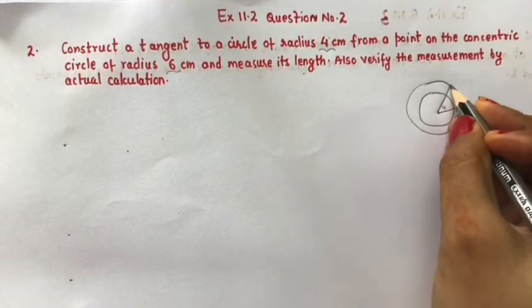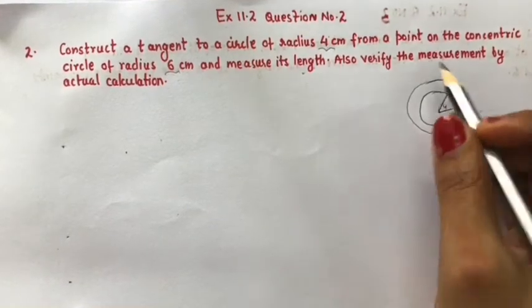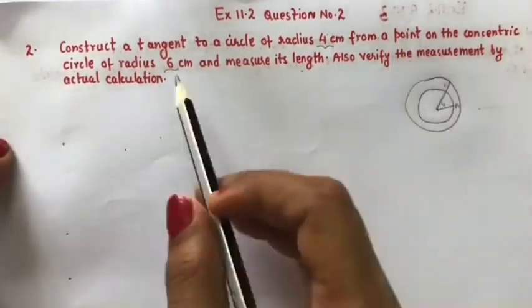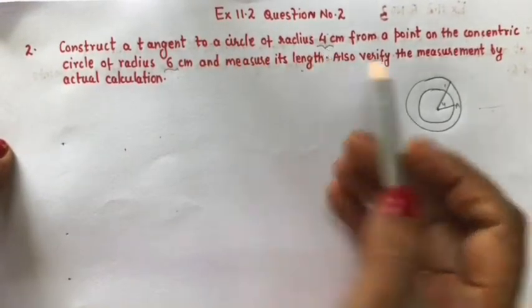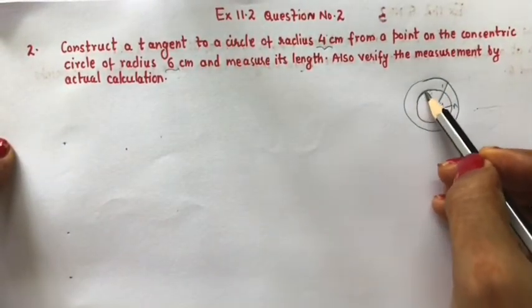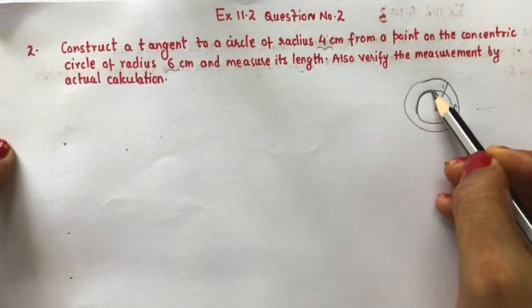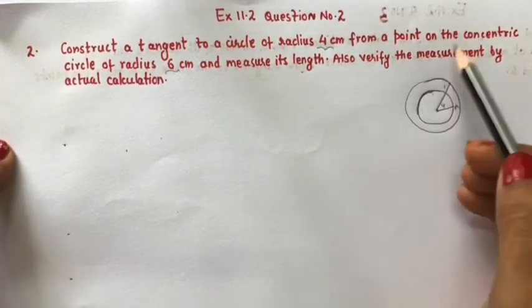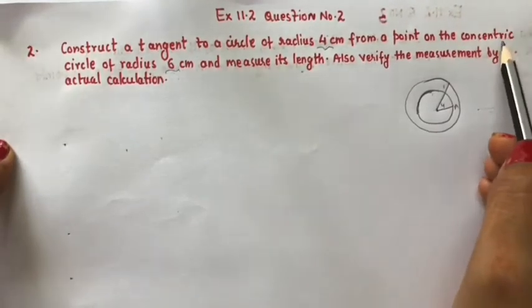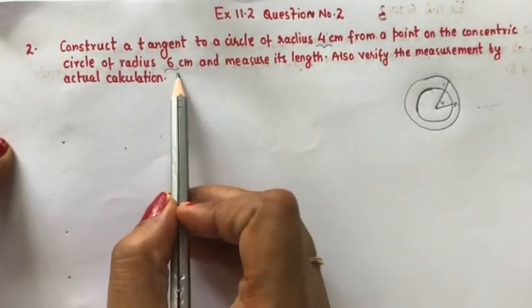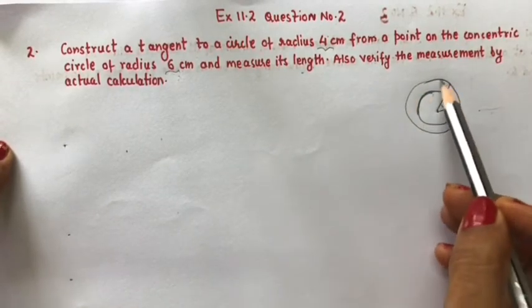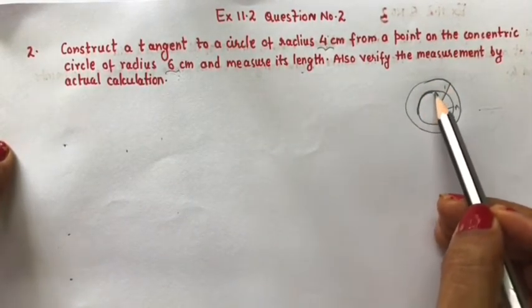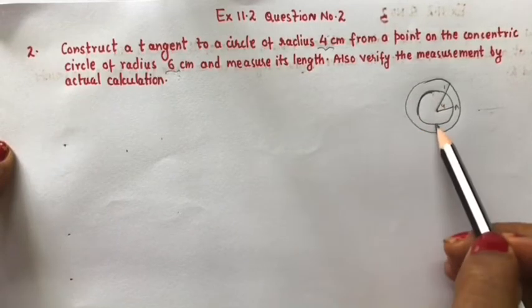Now what are we supposed to do? Read the question. You have to construct a tangent to a circle of radius 4 centimeter. Means on this circle you are supposed to construct the tangent. From where? From a point on the concentric circle of radius 6 centimeter. Means anywhere on the outer, bigger circle.